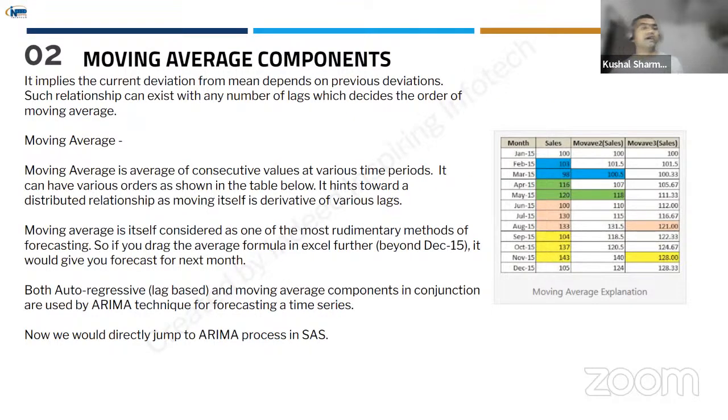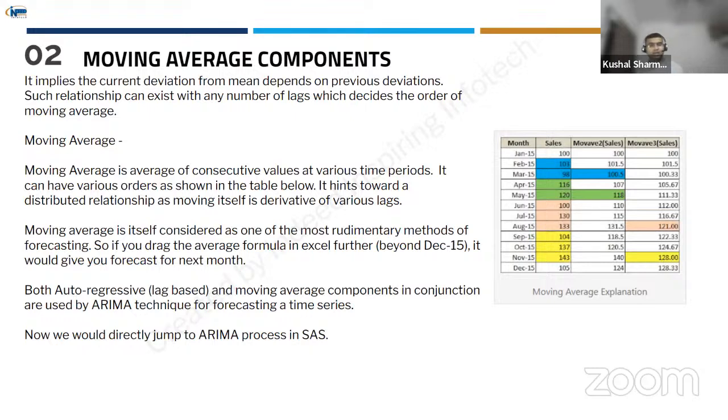Moving average. It implies that the current deviation from mean depends on previous deviations. Once again, the current deviation from mean depends on the previous deviations. That's why we call it moving average. Such relationship can exist with any number of lags which decides the order of moving average. So moving average has got a concept called order of moving average. Okay, so order basically means lag. So one lag, two lag, three lag. So what is the lag? That basically means the order.